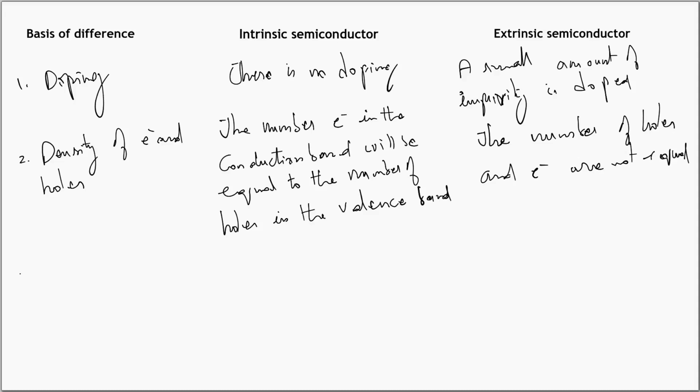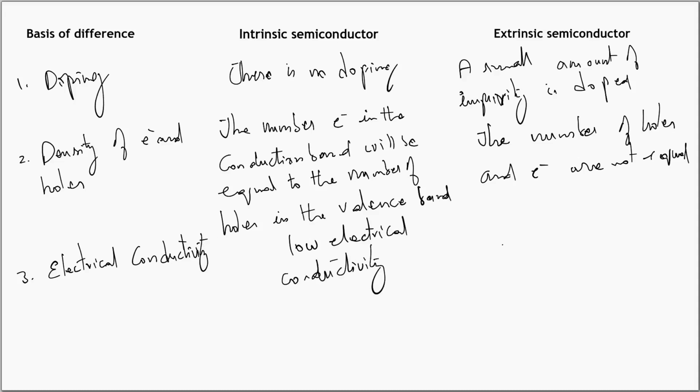The third property we discuss is the electrical conductivity. The intrinsic semiconductors have low electrical conductivity, while the extrinsic semiconductors have high electrical conductivity.